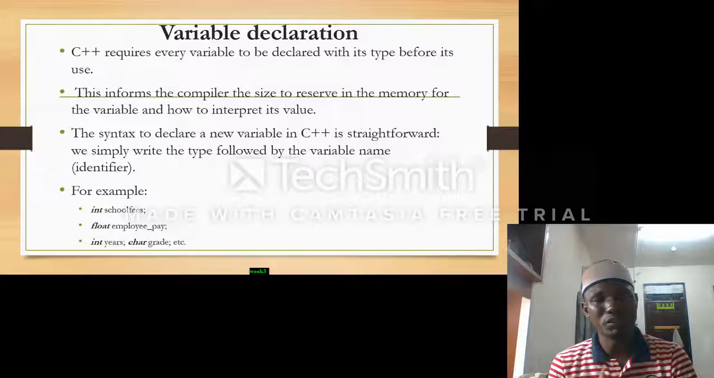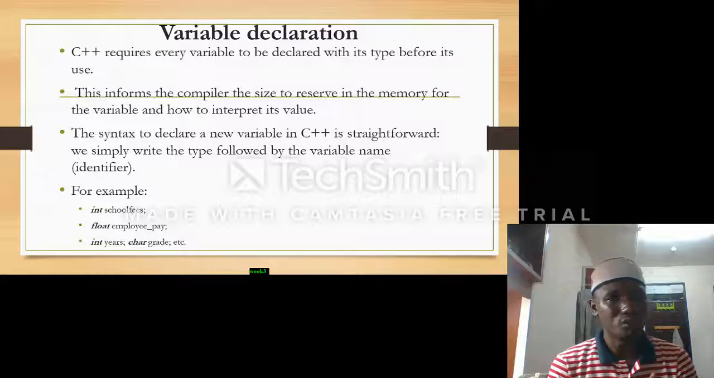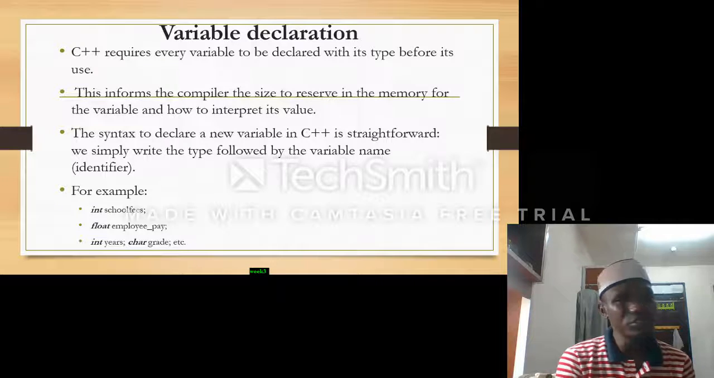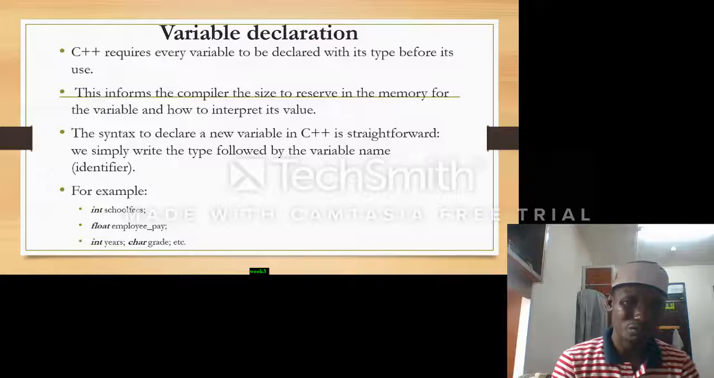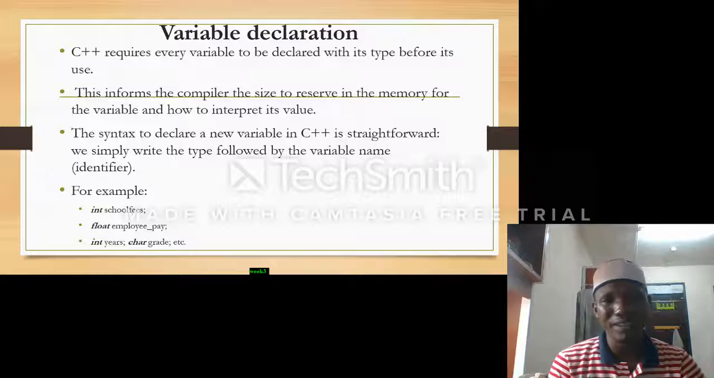Let's talk about the variable declaration. Now that we know what a variable is, what are the rules governing how to declare a valid variable? We know the different types of data type that we can use to declare our variable. So now, how do we declare a variable? C++ requires every variable to be declared with its type before its use. I just mentioned this in one of the slides that you must declare the data types. You must declare a variable before you can use it.